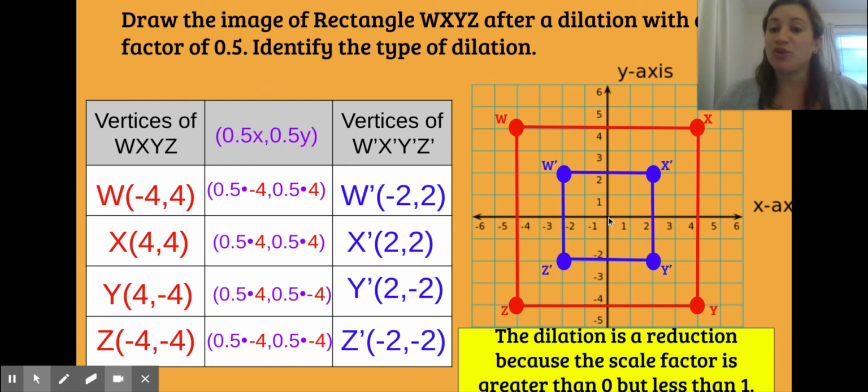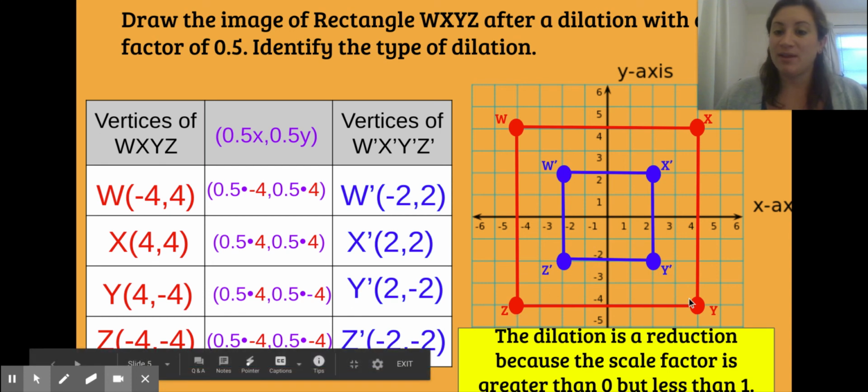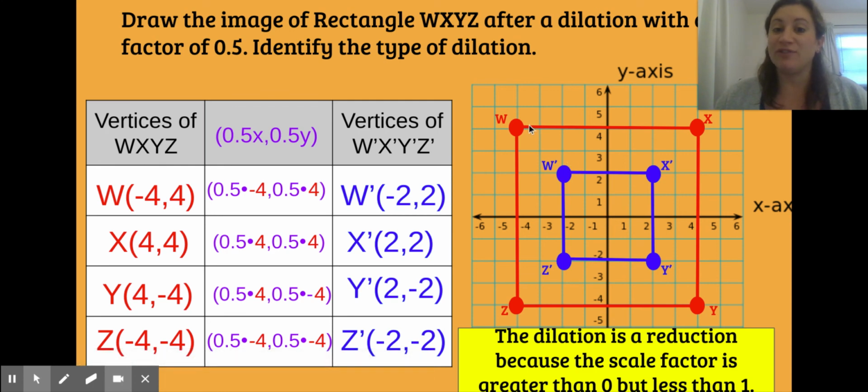Also, if you drew a line from the origin through Z and Z prime, we would see that the origin is the center of dilation, just like what we started with in our original examples.